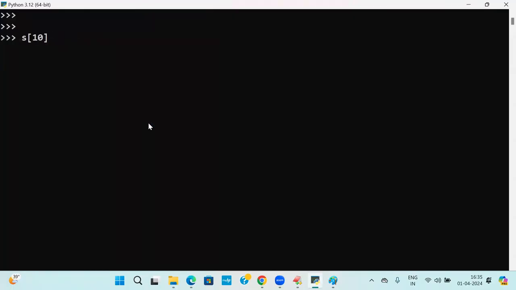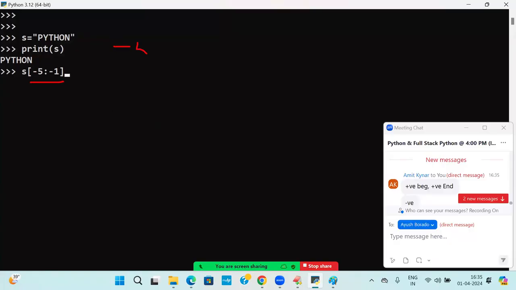Let us take here S is Python. Print of S, be careful. Open the diagram. Keep the diagram in front of you and see. S of minus 5 colon minus 1. I will explain first. First condition: is minus 5 the beginning? Beginning, less than what? Ending. Is minus 5 less than minus 1 or not? Yes, true.